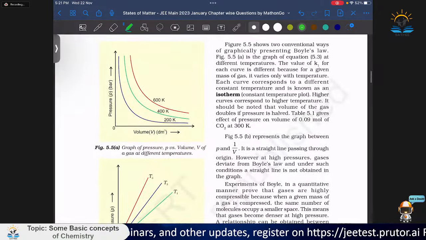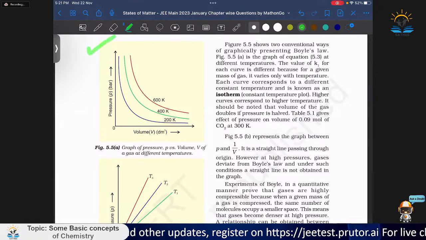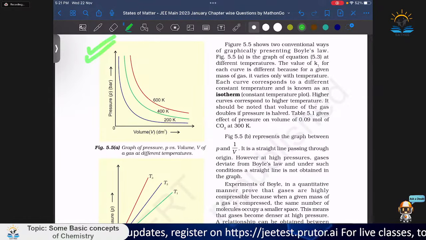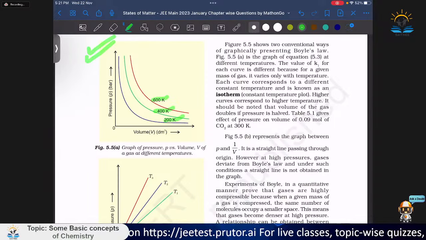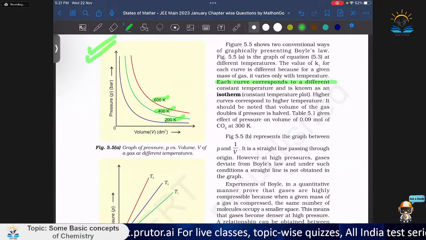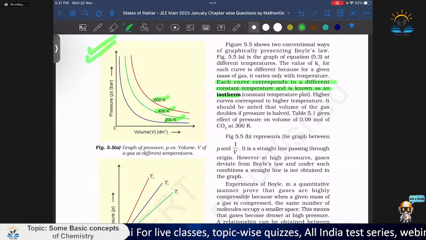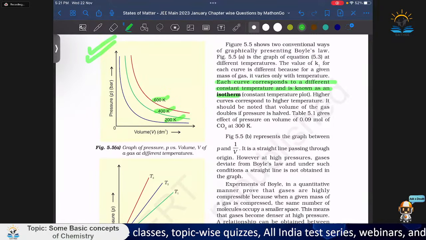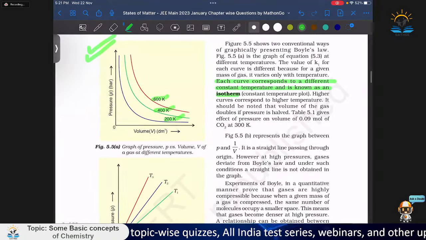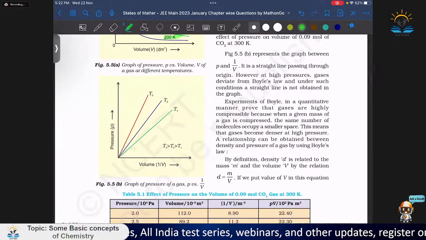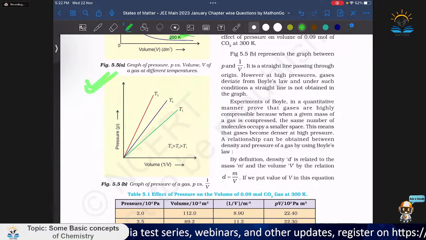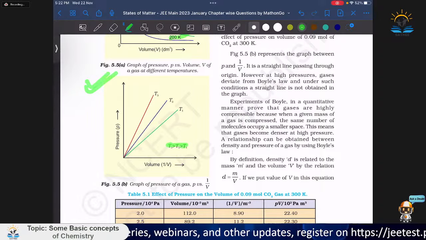And this is the curve of Boyle's law. We can see pressure is inversely proportional to volume. The curve shifts upwards at increasing temperature. Each curve corresponds to a different constant temperature and is known as an isotherm. So we have three isotherms at three different temperatures, and higher curves correspond to higher temperature. Now, there is one more graph given between pressure and inverse of volume. This is a straight line graph. The slope is directly proportional to temperature.